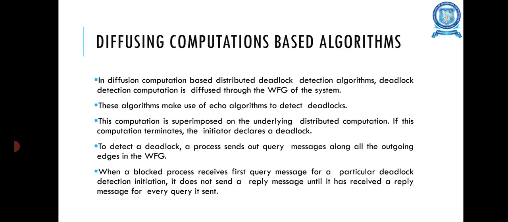The third one is the diffusing computation based algorithm. In this distributed deadlock detection algorithm, deadlock detection computation is diffused through the WFG of the system. This algorithm makes use of the echo algorithm to detect the deadlock. This computation is superimposed on the underlying distributed computation. If this computation terminates, the initiator declares a deadlock. To detect a deadlock, a process sends out query messages along all the outgoing edges in the WFG. When a blocked process receives the first query message for a particular deadlock detection initiation, it does not send a reply message until it has received a reply message for every query it sent.